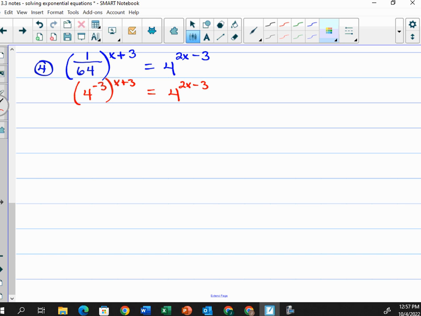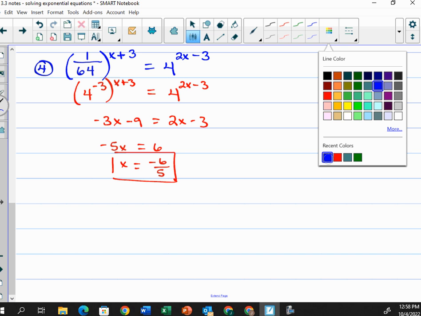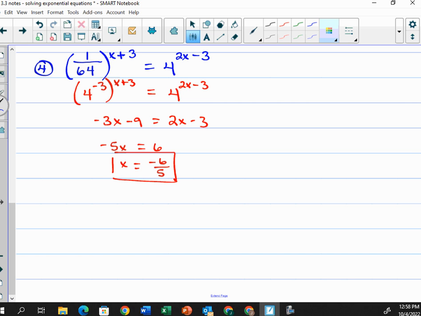Okay, I'm going to jump right to the multiplying. Are we okay with me saying negative 3x minus 9 equals 2x minus 3? Are we fine with me just going to that? Okay. So I will get negative 5x equals 6. So x is negative 6/5. Starting with the wrong exponent will make it tricky. Adam, does it make sense? Yeah. Okay. Let's try another one.